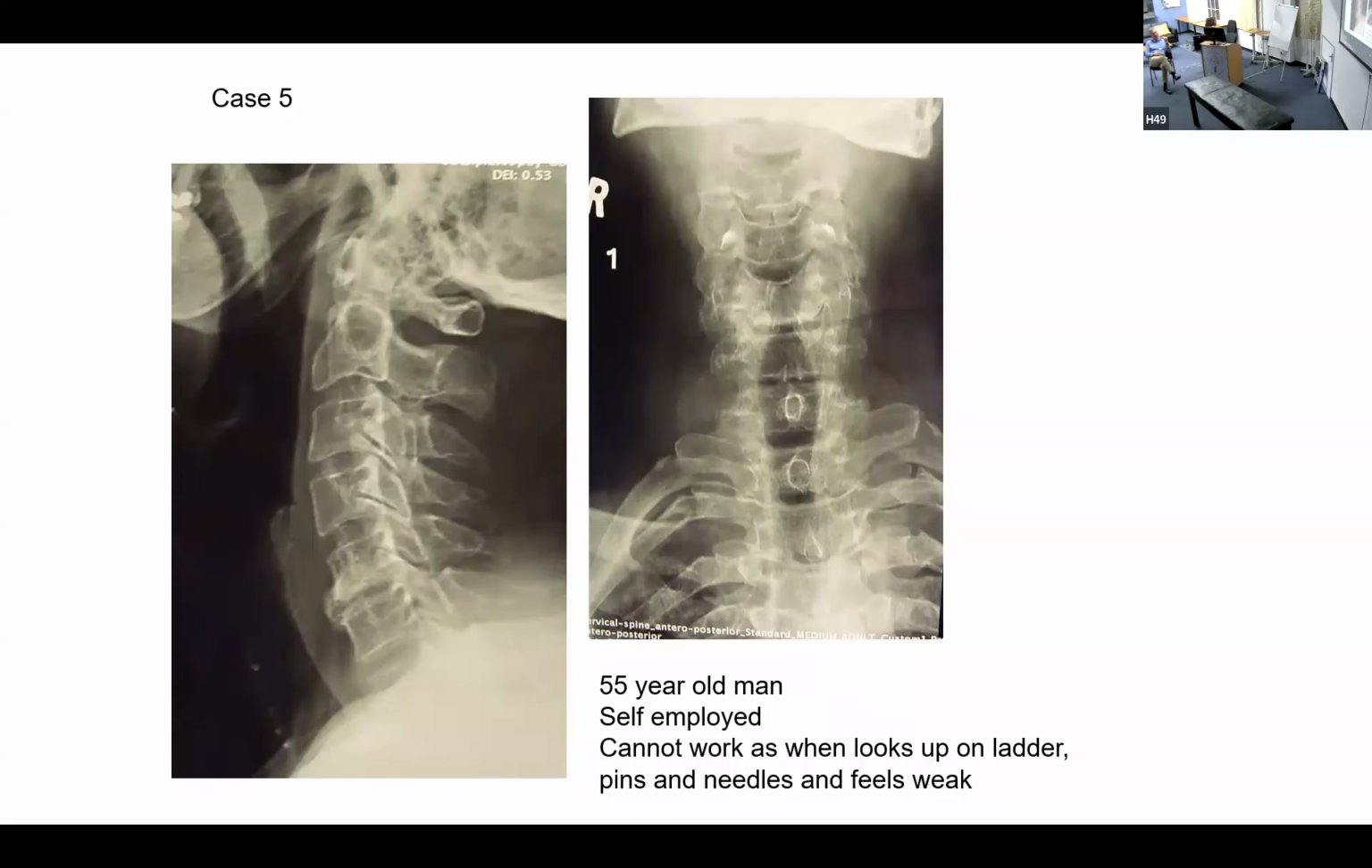Do you think 5, 6 is going to give you symptoms when you extend? No, because it looks fixed there. Yes, it looks fixed. So that's not the problem. Anybody see a problem with the X-ray?